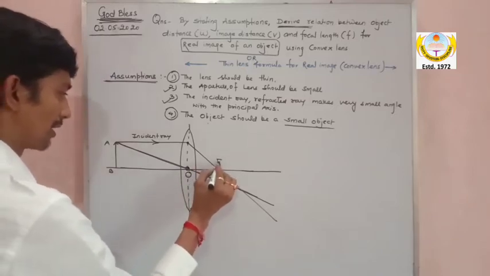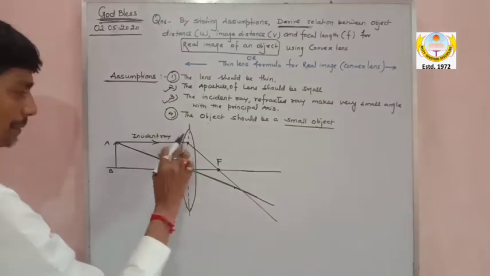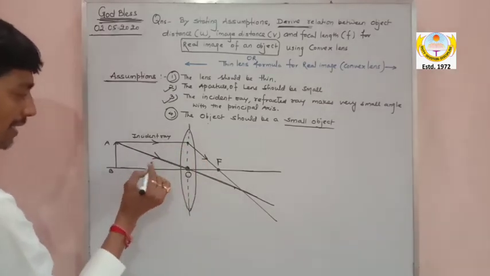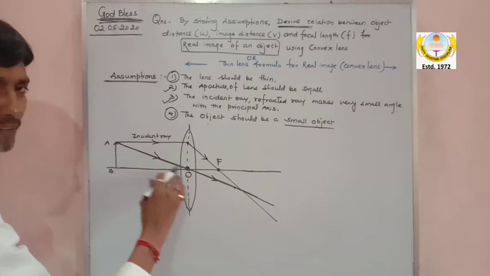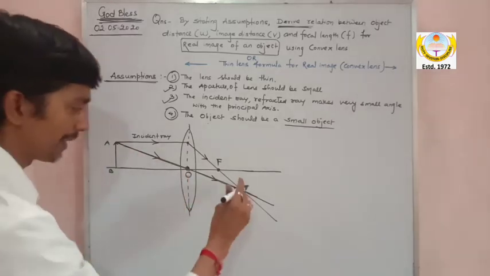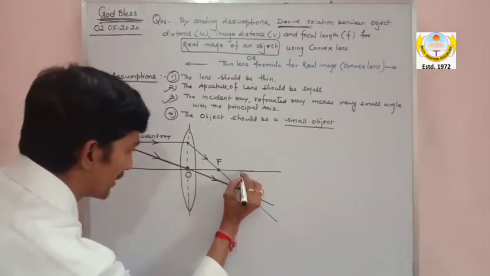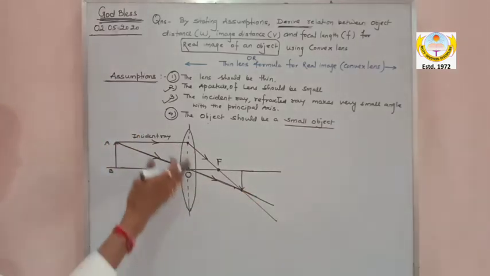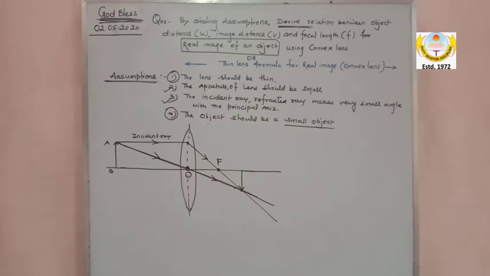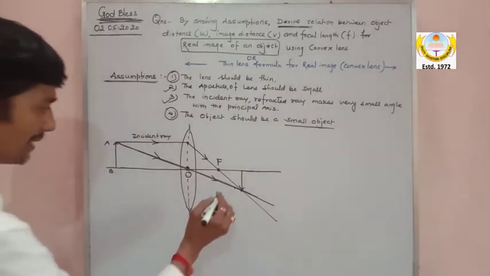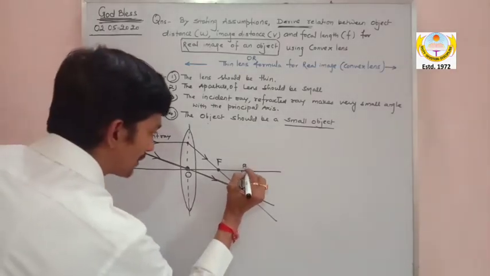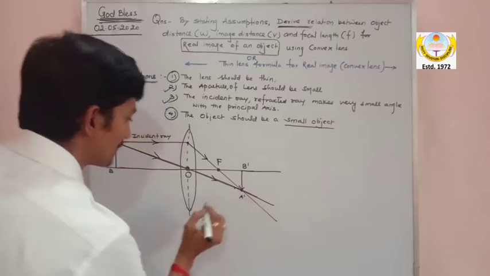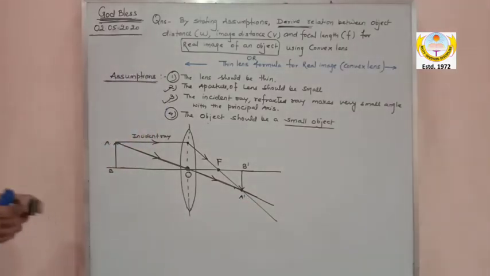Say this is your focus, my dear, because the ray parallel to the principal axis will of course pass through the focus, and the ray which passes through the optical center, from class 10th you know, will pass straight. And here the image is obtained, my dear. Here the image is obtained, and the image is nothing but B dash A dash.